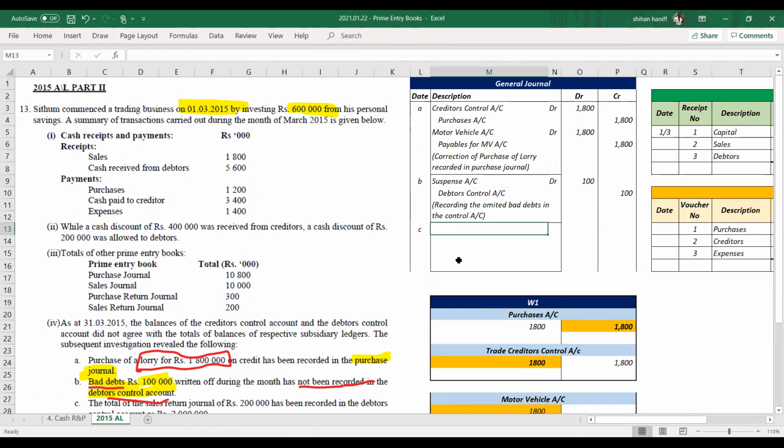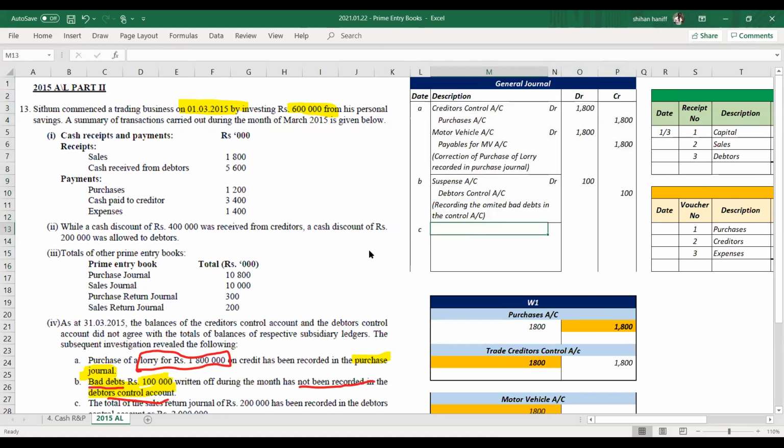And what I said earlier was, if there is any error in the individual account, that will not be recorded in the general journal. If there is any error in the individual account or the sub ledger, those errors will not come under the general journal. Only general ledger errors or control account errors will be corrected through the general journal.